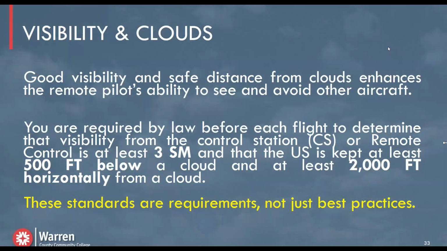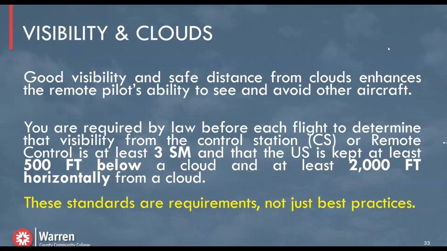That's what the SM stands for. And that the U.S., Unmanned Aircraft System, or the unmanned system, is kept at least 500 feet below a cloud and at least 2,000 feet horizontally from a cloud. These are requirements. They're not best practices. So what does that mean? So you want to start to remember that. Visibility, 3 statute miles, always 3 statute miles, and you need to keep your drone 500 feet below a cloud and 2,000 feet horizontally from a cloud.